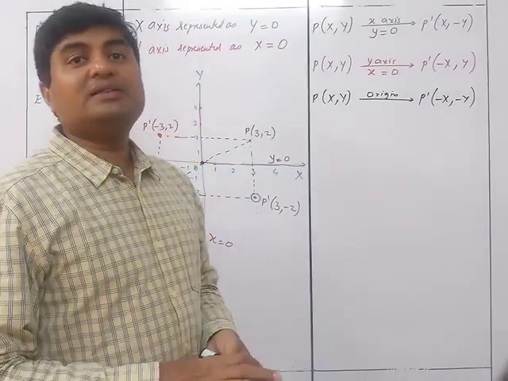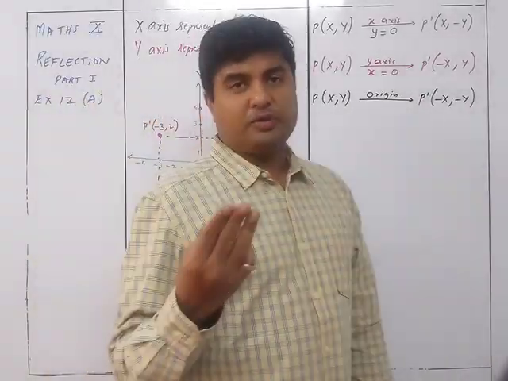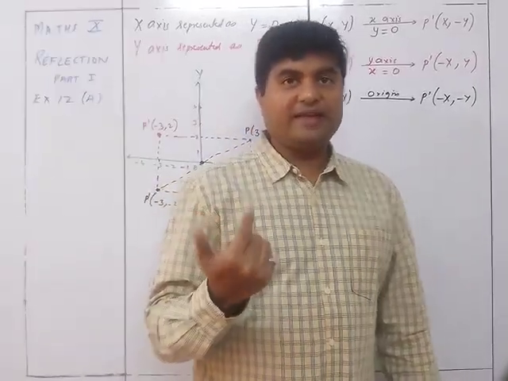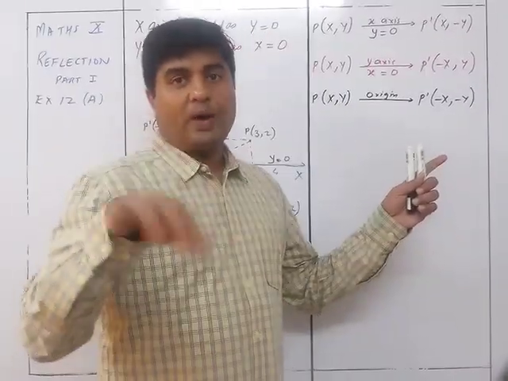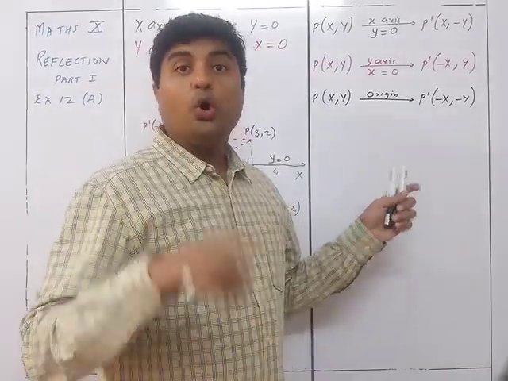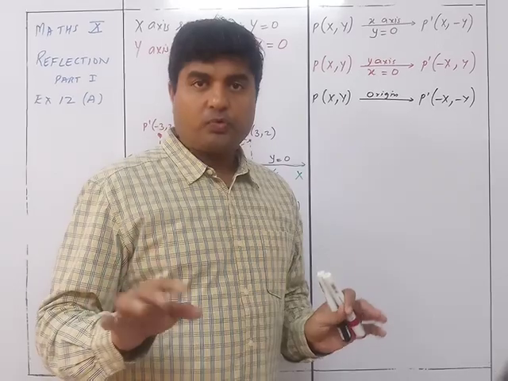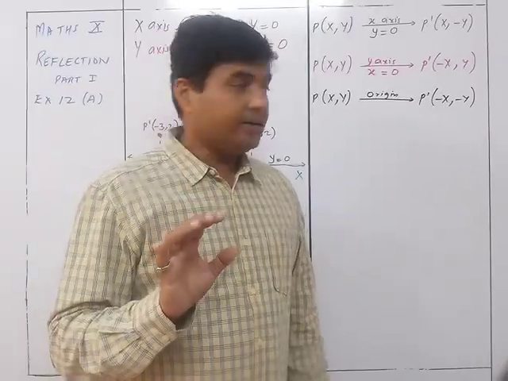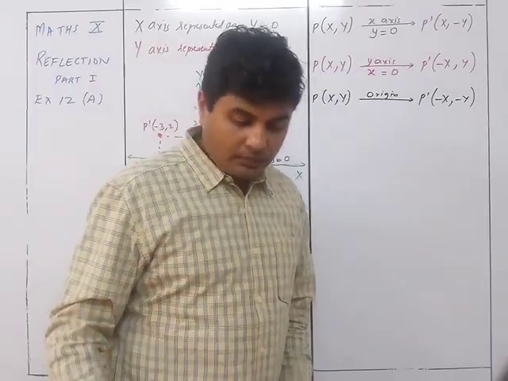So this is how you find the reflection by the three places of the mirrors: x-axis, y-axis and origin. If it is the x-axis, x remains the same, y changes. Y-axis, y remains the same, x changes. Origin, both change. What is the change? Positive becomes negative, negative becomes positive. Okay? It is exactly this way.